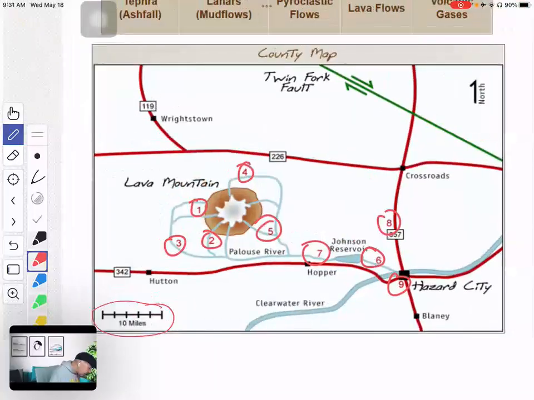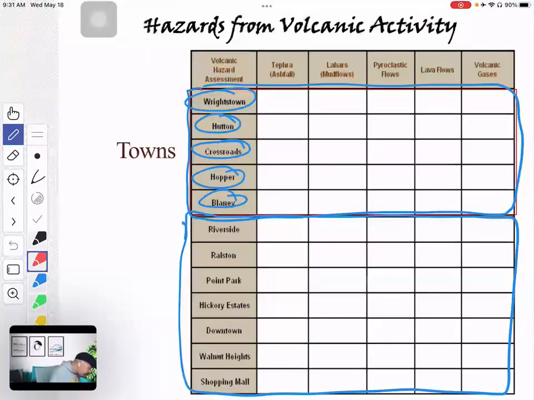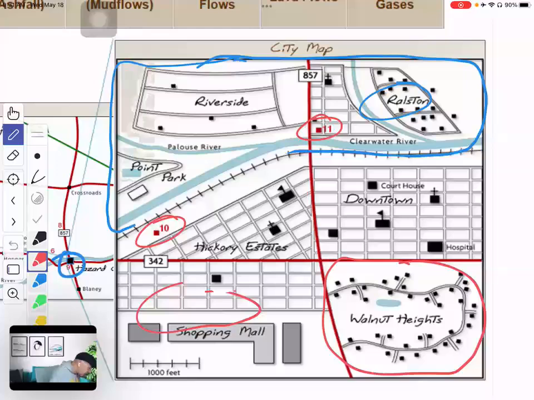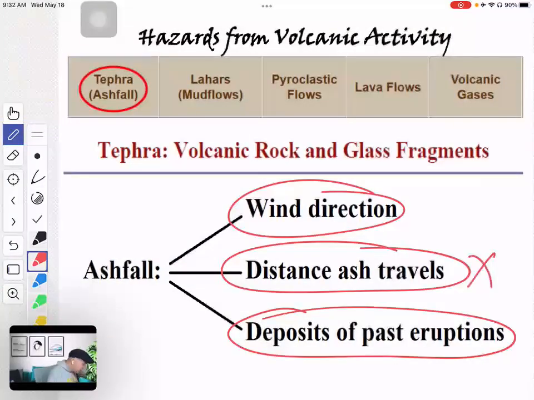Okay, so pause the video now, go to page 5 and find the distance that ash travels. Okay.